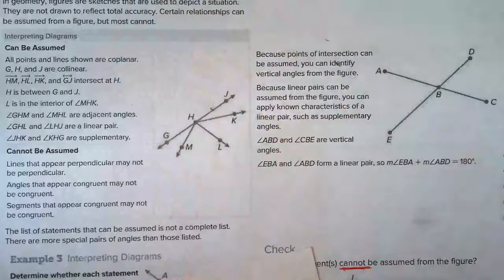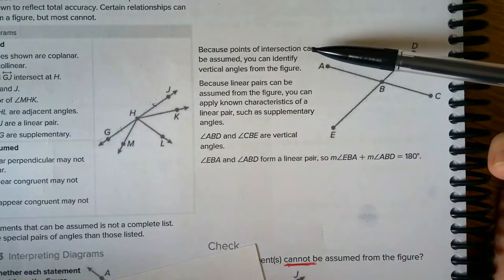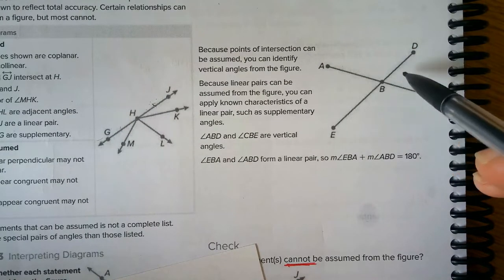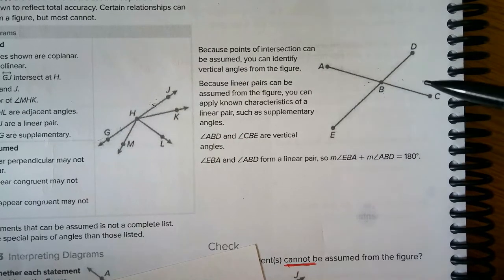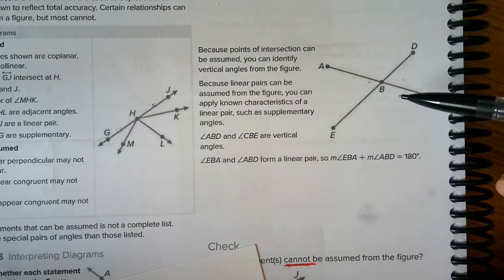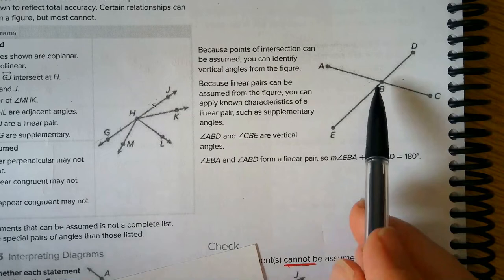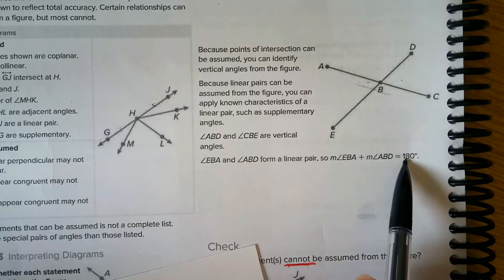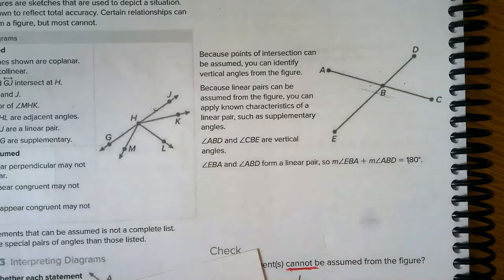Over here on the right-hand side, it's saying because points of intersection can be assumed, you can identify vertical angles. So I would know that these guys are vertical angles and left and right are vertical angles. Because linear pairs can be assumed from the figure, you can also apply characteristics of a linear pair, such as supplementary angles. So we've already talked about that these two would be a linear pair, so that means they would have to add to 180. We can assume that these are going to be a straight line.